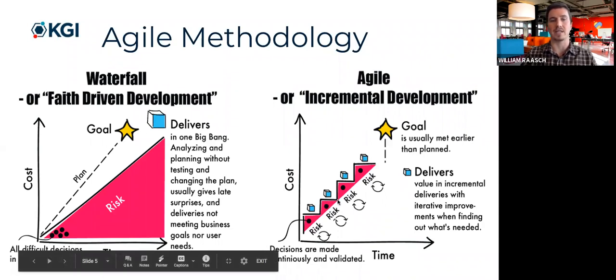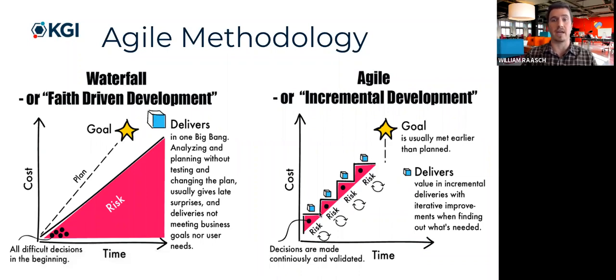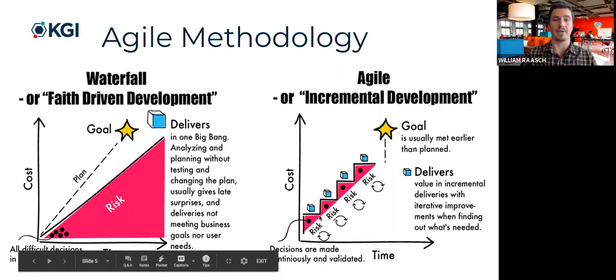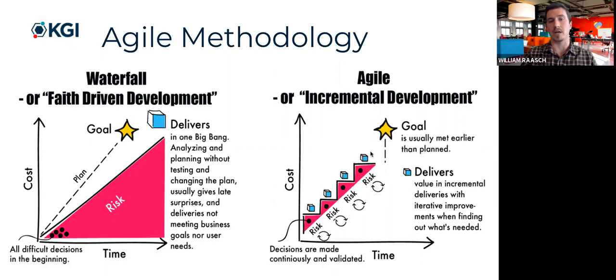So the risk is much lower because yes, each iteration has its own risk of time and cost that you have to invest before you deliver. But you can see that you add all this up, it's much, much less than when you add everything up on the left with waterfall driven development. And then another upshot is that what they found empirically as they studied how Agile development works within organizations is that the goal is usually met earlier than originally planned.